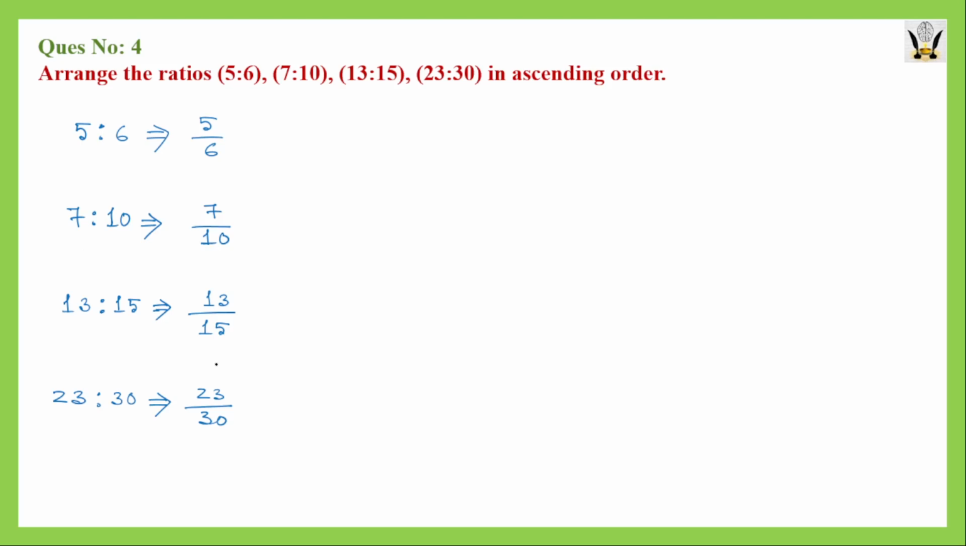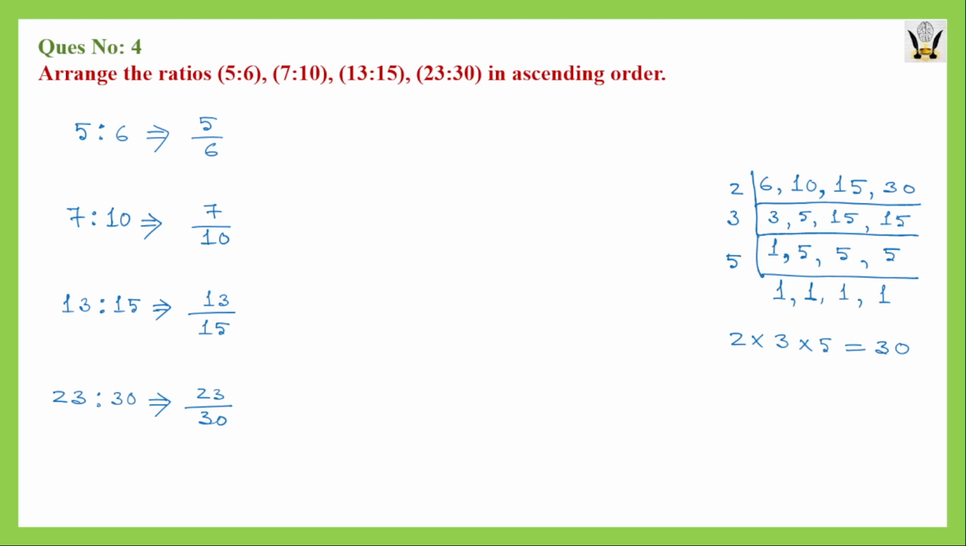Now the rest is simple. As you know, we need to represent all these fractions as like fractions, and for that we need to find the LCM of all those denominator values. So between 6, 10, 15 and 30, the LCM will be 30.